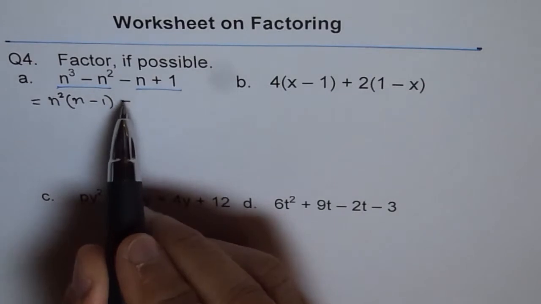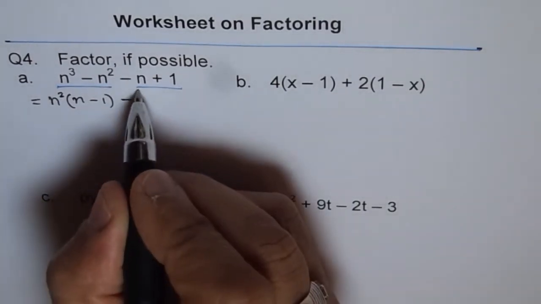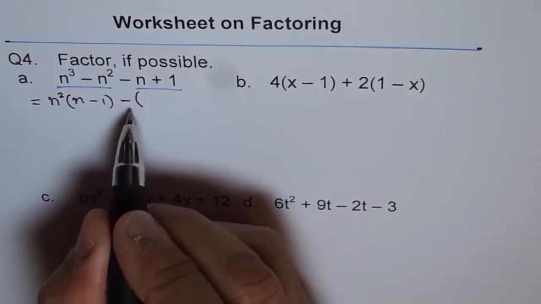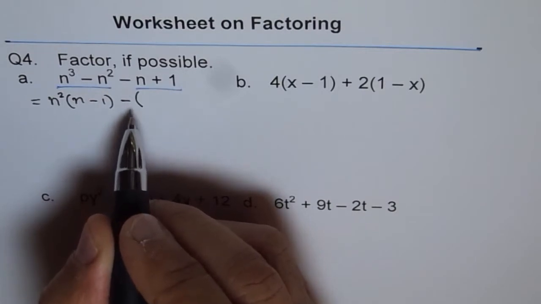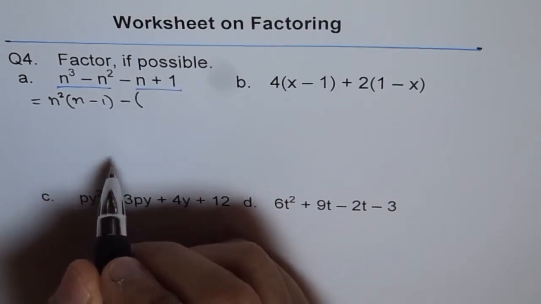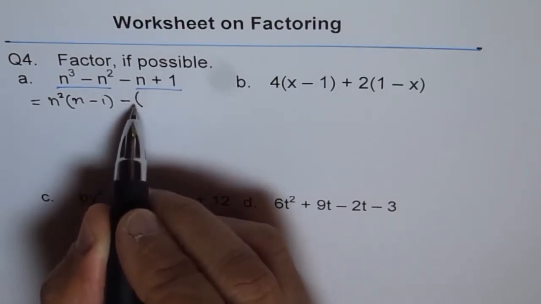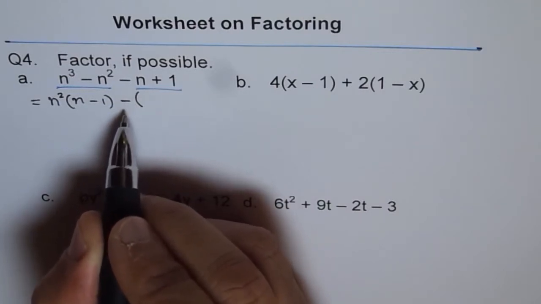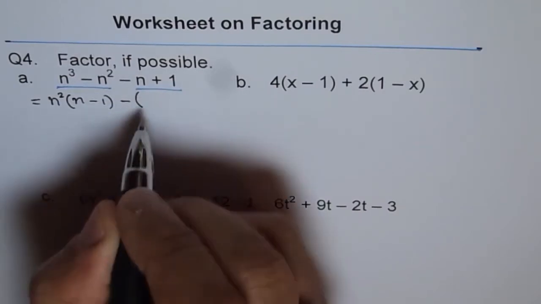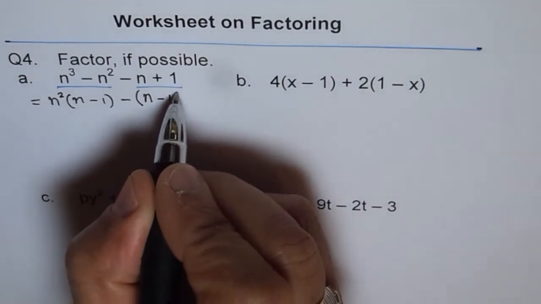So you retain this sign always and start with brackets. Don't write 1 or minus 1 here. It is obvious that we have taken minus 1 common here, right? So when you put a bracket with minus outside, sign inside will change. So that will be n minus 1.